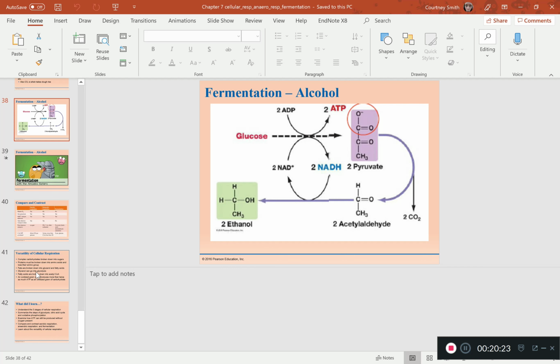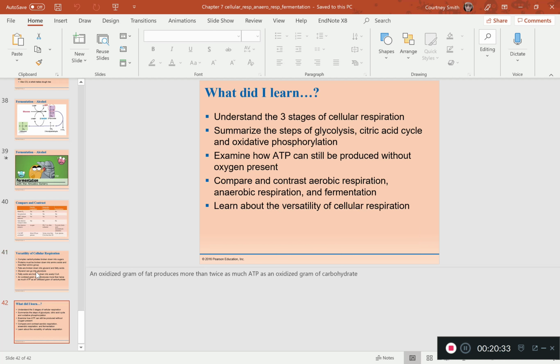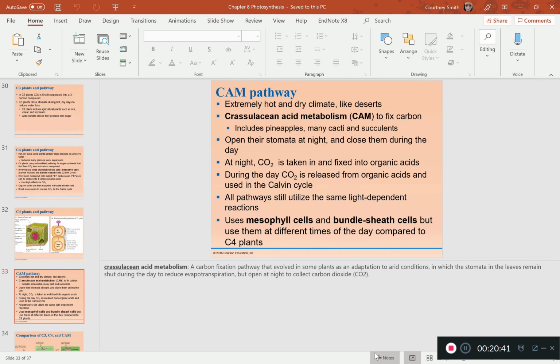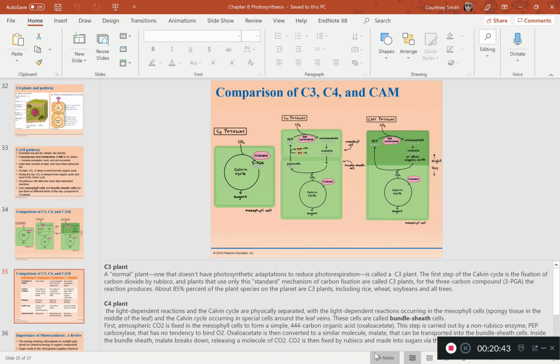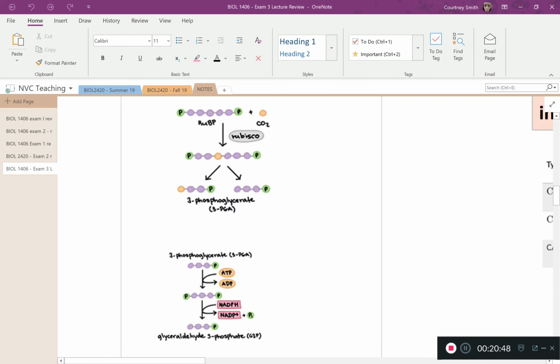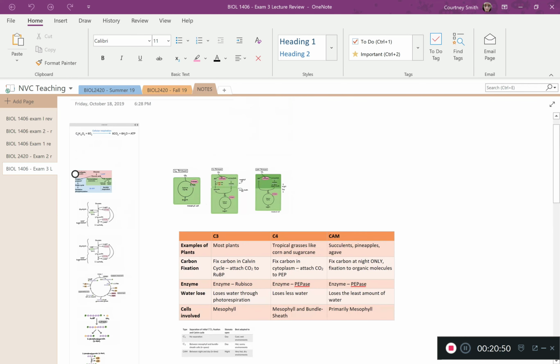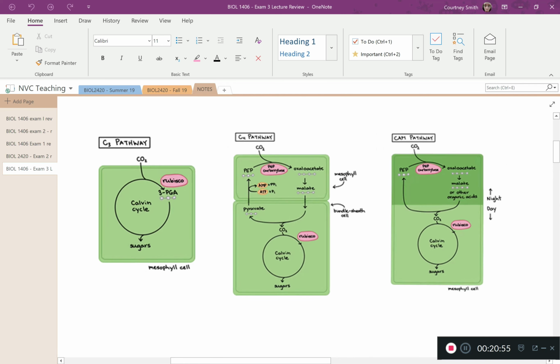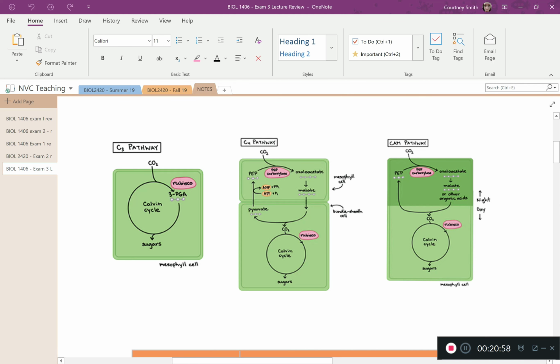Okay, so with that, that's going to bring us into the differences between C3, C4, and CAM photosynthesis. So let me go ahead and pull up that slide. I'm just going to pull up these pictures. So that brings us to these guys. So these 3 figures. I can't count today.